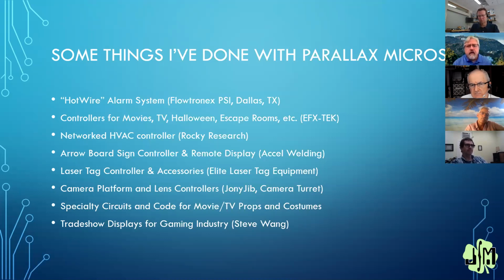Another one of my long-term and fun clients is Johnny Jib. There used to be another company called Camera Turret, and we make motion control stuff. Right now we're dealing with a project to control targets on a shooting range, and to allow the user to animate those targets and then play back a sequence. So that's got motor controls, joysticks, speed controls, and lots of stuff like that.